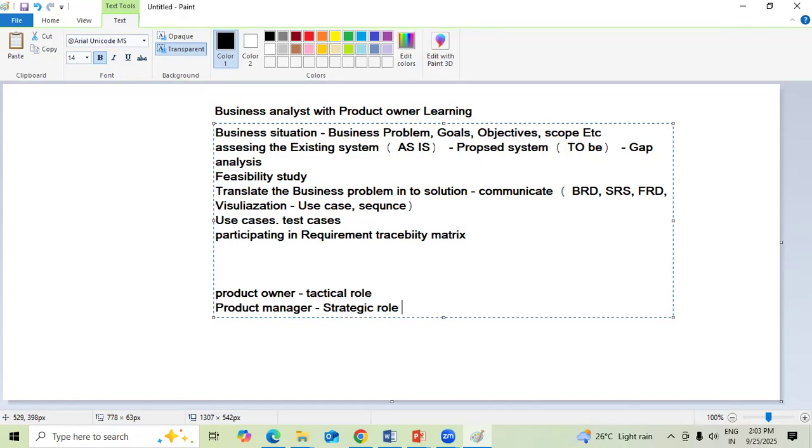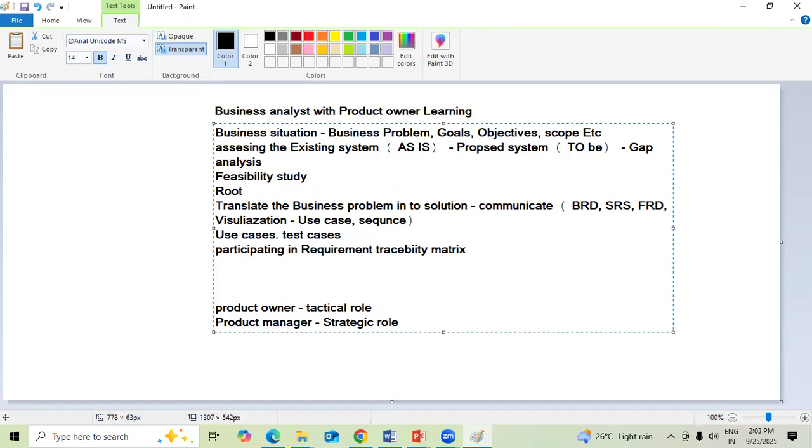Translating them, conducting feasibility studies. At the same time, even root cause analysis can be done. All these things will be done as a BA. These are the common, general responsibilities and activities that we do, irrespective of the technology or domain.